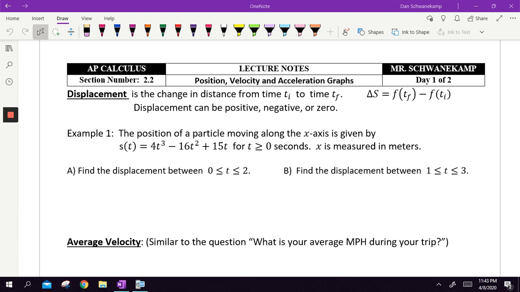So first one here, it says displacement is a big thing. We're talking about particle motion. Displacement is going to be a phrase that's used all the time. Displacement is the change in distance from the initial time to the ending time.